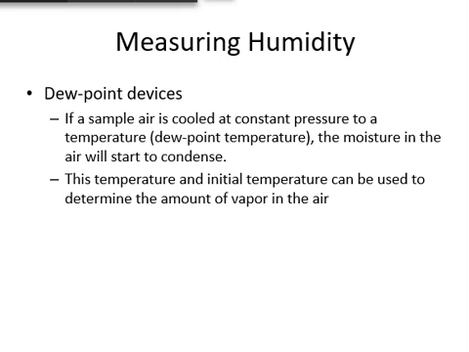If a sample of air is cooled at constant pressure to a temperature called the dew point temperature, the moisture in the air will start to condense. This temperature plus the initial temperature can be used to determine the amount of vapor in the air.